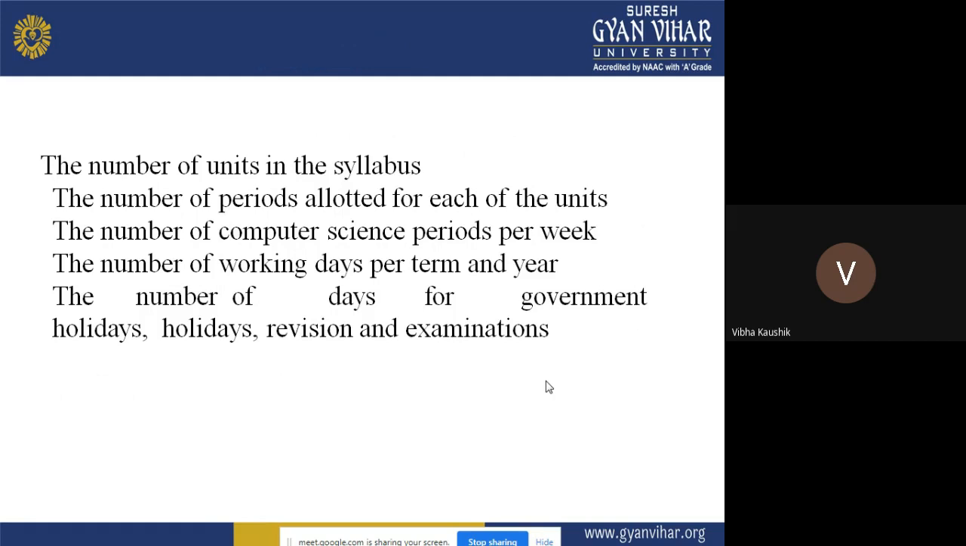For example, I have decided that the first unit will take 12 periods to complete. Then those 12 periods are the allotted time given for completion of that particular unit. In the same way, we have to give the allotted periods to almost each and every unit in the syllabus. The number of computer science periods per week, and the number of working days per term and year, how many working days will be there.